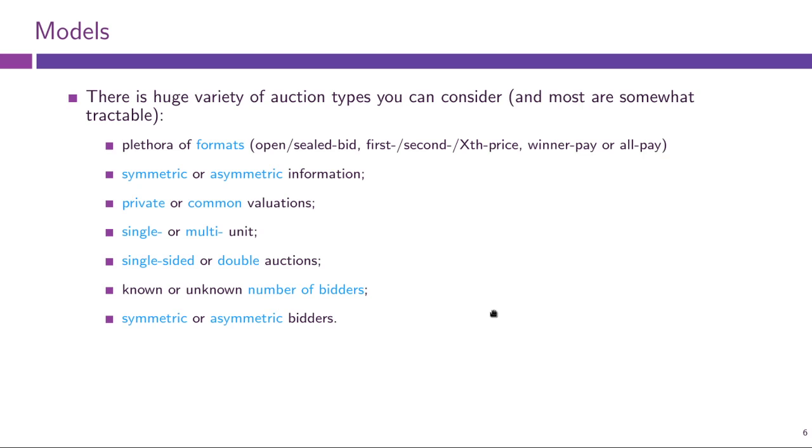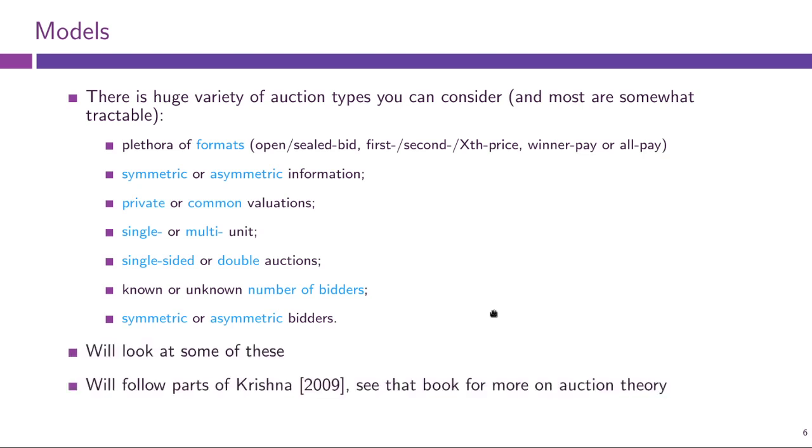We will start with the simplest ones, and we will then move in the direction of a couple that are more relevant for our applications in financial markets. I will mostly follow a great textbook by Vijay Krishna on auction theory. This is like a holy bible of auction theory. And if you're interested in the topic, that's the first place you should look for any further information on the topic. But I will also use one other paper to talk about double auctions.